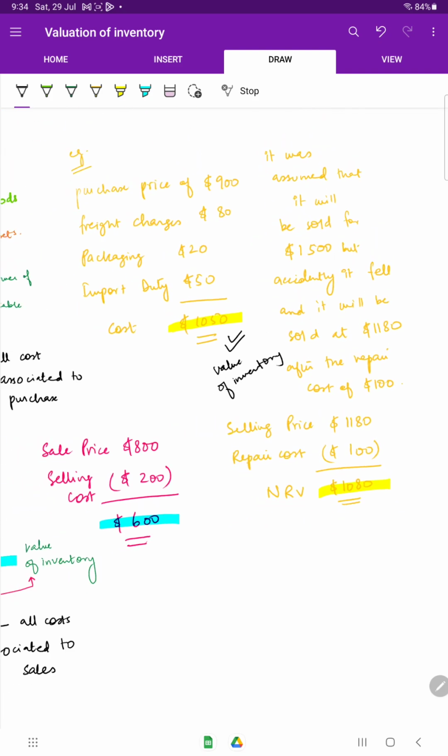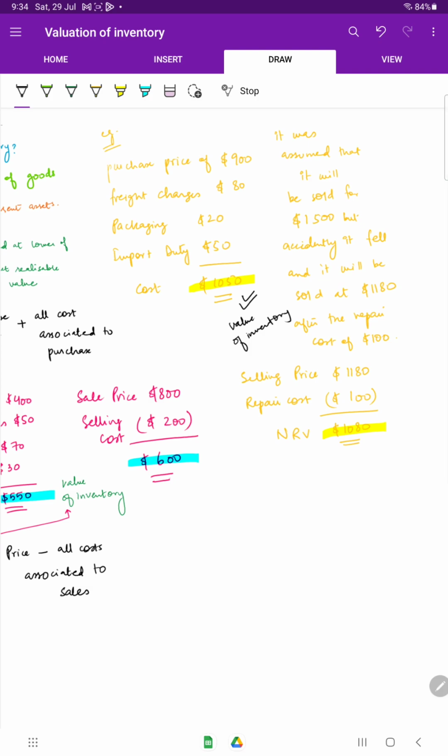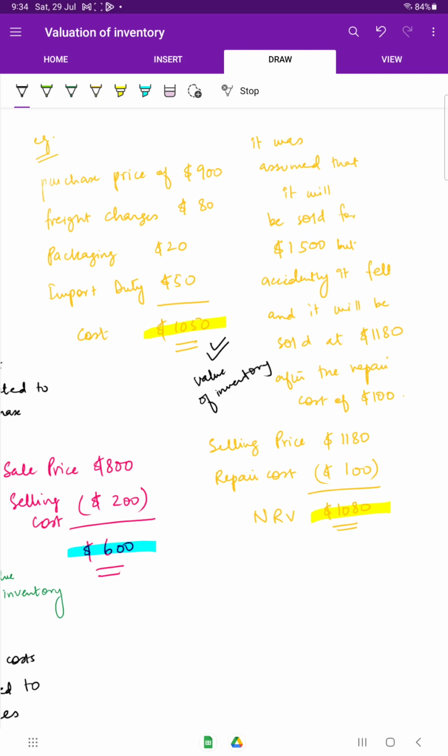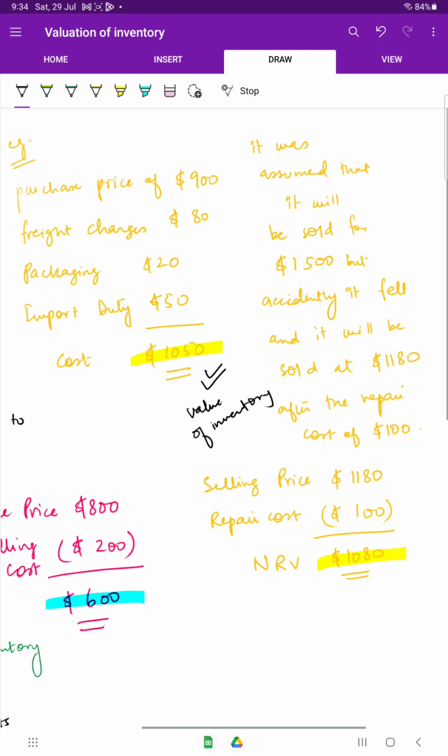So this will be my value of inventory. I'm using different color for different examples so that you can have separate examples written down in your notebook, and when you revise you can easily figure out which value should be chosen as your value of inventory out of which example. Any problem so far? Please copy this example down. Till then, I am making another example for you.